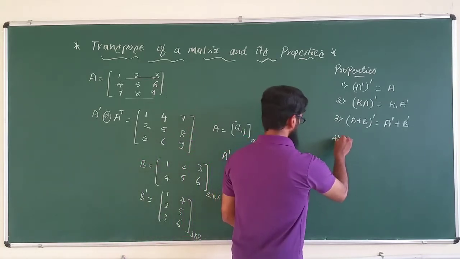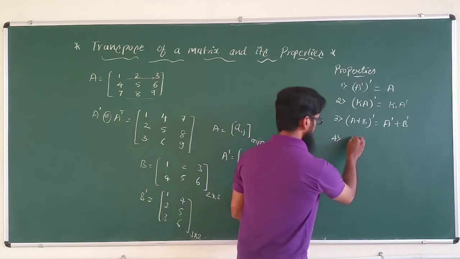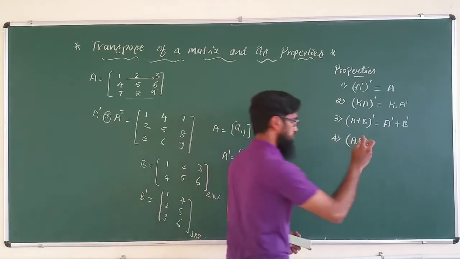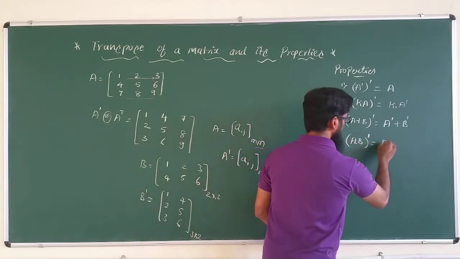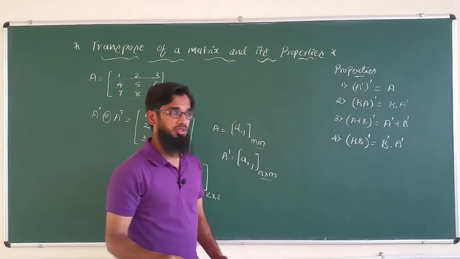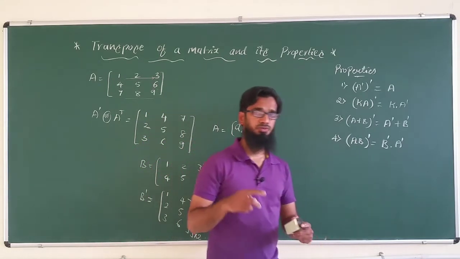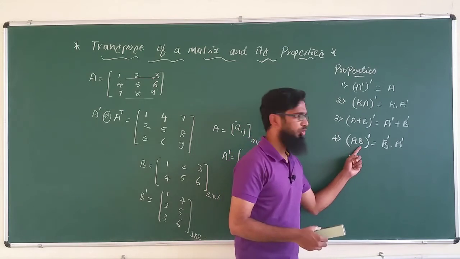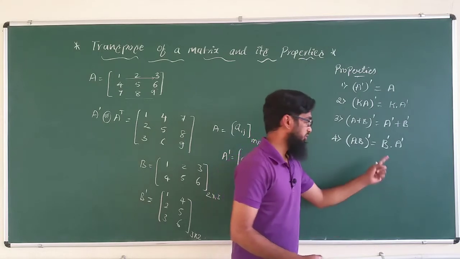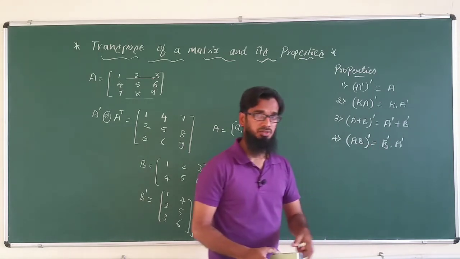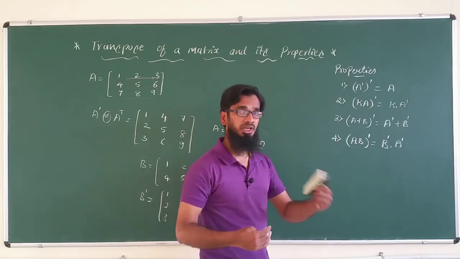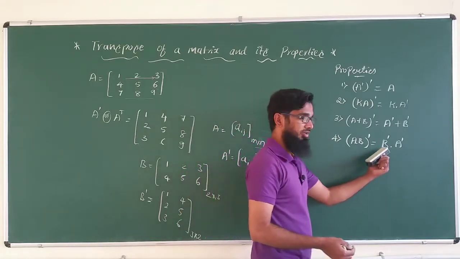Now the fourth important property is, if I take (A into B) whole transpose, it is equal to B transpose into A transpose. So always remember that. When you are taking the product of two matrices, (A into B) whole transpose is equal to B transpose into A transpose, which means we have to take the second term as the first and the first term as the second. So always you have to take it this way only.